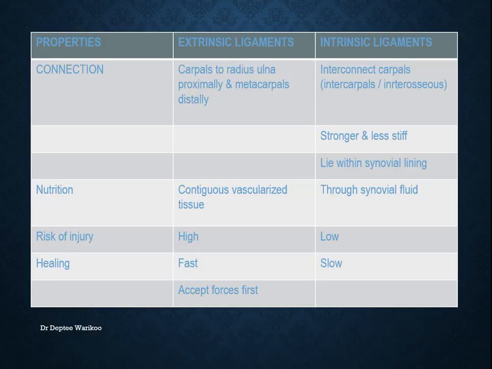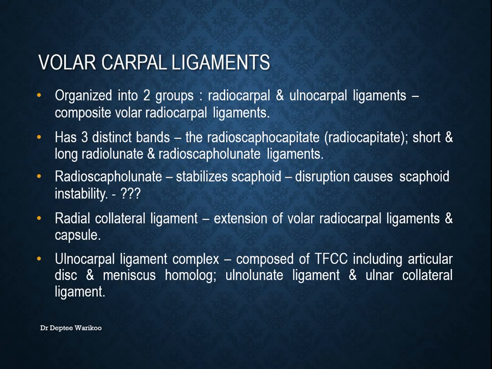Before going into volar and dorsal components, see there are extrinsic and intrinsic ligaments, how we describe them. The extrinsic ligaments are from carpals to radius and intrinsic are between the carpals. The extrinsic ligaments are contiguous vascularized tissues, but the intrinsic are bathed in synovial fluid. There is high risk of injury to the extrinsic ligaments and low risk of injury to the intrinsic ligaments. The extrinsic ligaments heal fast, but the intrinsic ligaments take time to heal.